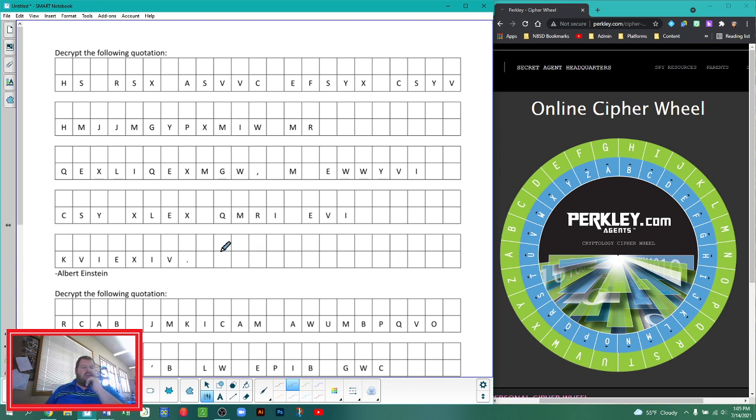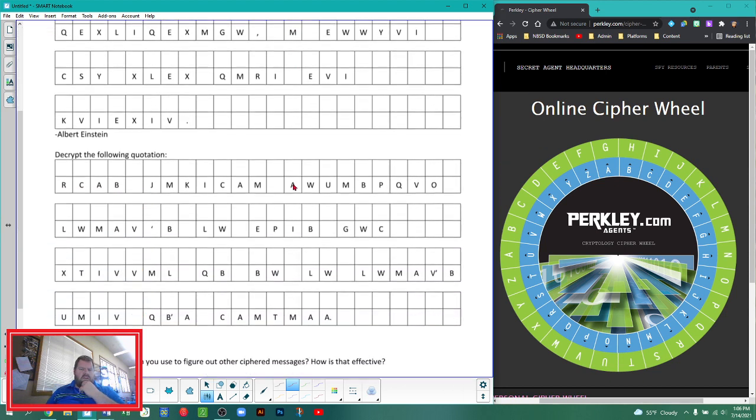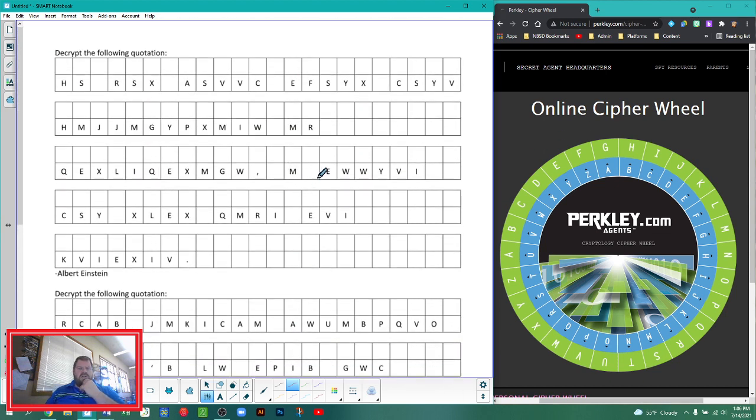Okay. Now looking at this next one, it's a quote from Albert Einstein, and you could probably look it up, and that would be okay. But that's not getting us what we want to get to. It is a Caesar cipher, but we don't know the shift. Okay, I do have a one-letter word that's M, and so I could go that way.